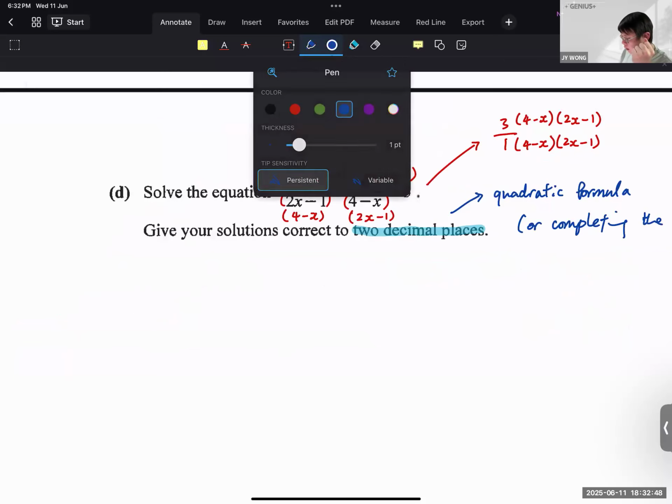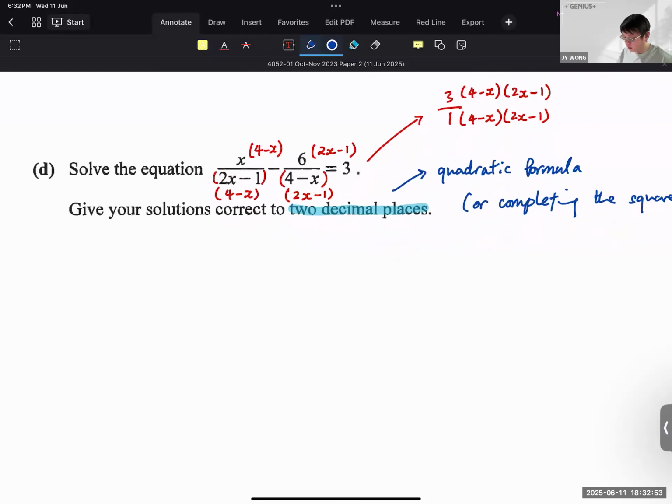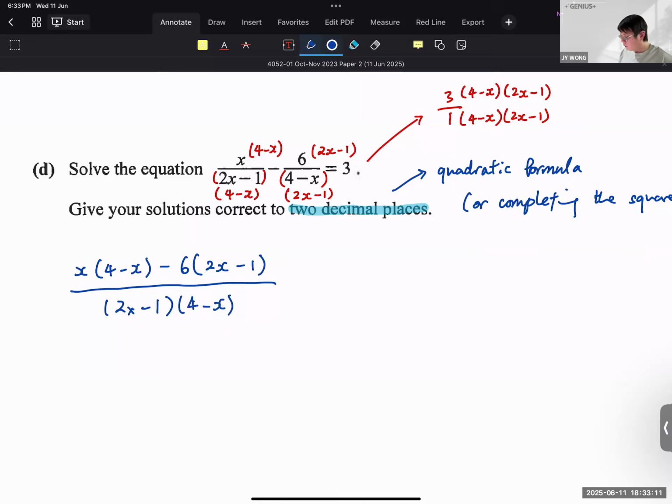Okay? So by trying to make the denominators the same, from here you will get x times 4 minus x minus 6 times 2x minus 1, whole thing over 2x minus 1, 4 minus x. And this is equal to 3 times 4 minus x, 2x minus 1, over 4 minus x, 2x minus 1.